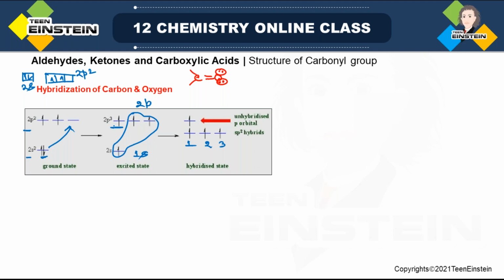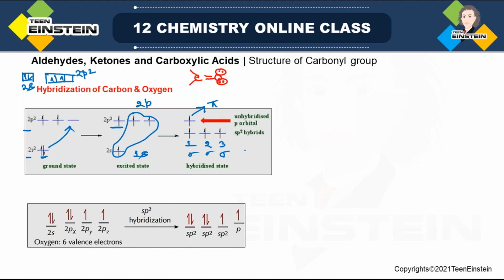It is an unhybridized p orbital. So this electron that is present in this unhybridized p orbital will actually take part in pi bond formation. And all the electrons that are present in sp2 hybrid orbitals will take part in sigma bond formation. 3 sigma bonds will be there for each sp2 carbon and 1 pi, and there is no lone pair. Fine. So this is the hybridization for carbon. It is sp2 hybridization and that is why it is trigonal planar.